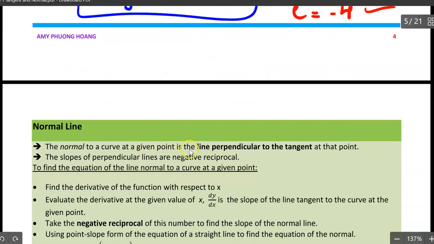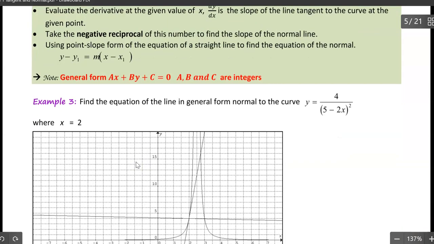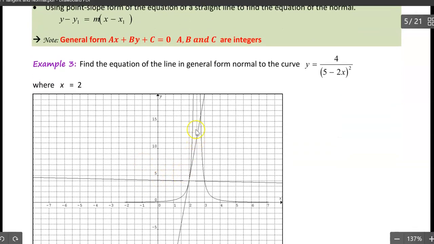With that tangent line, right at that point, if you draw a line perpendicular to the tangent, then that line is called the normal. In this case, you see here, I have a line tangent to this curve, and if I draw a line that is perpendicular to that tangent at that given point, then it becomes a normal.